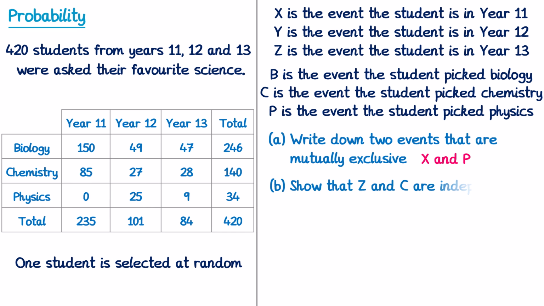For part B of this question, we need to show that Z and C are independent. So we're going to use that independence formula once again. We'll need to find the probability of Z and C, the probability of Z, and the probability of C.